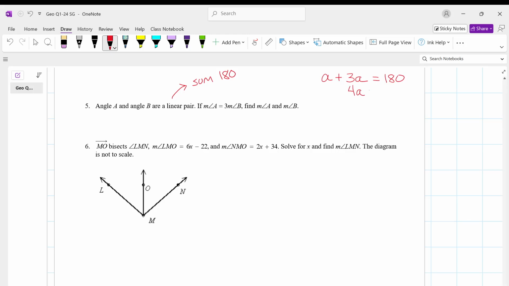So 4A equals 180. Divide by 4. And our A, our first angle, is equal to 180 divided by 4. It's 45 degrees. So the measure of angle A is equal to 45 degrees. And the measure of angle B is 3 times 45 degrees. So 3 times 45, 135 degrees.